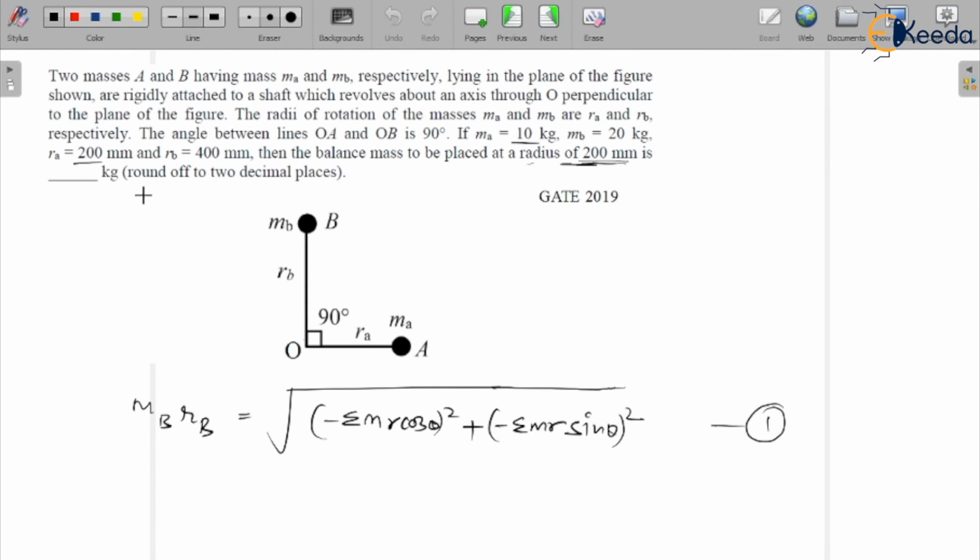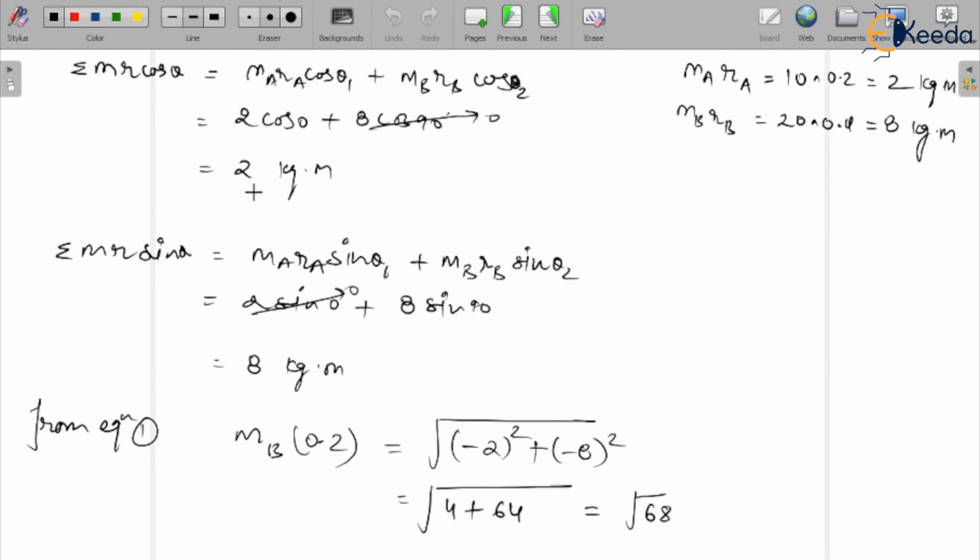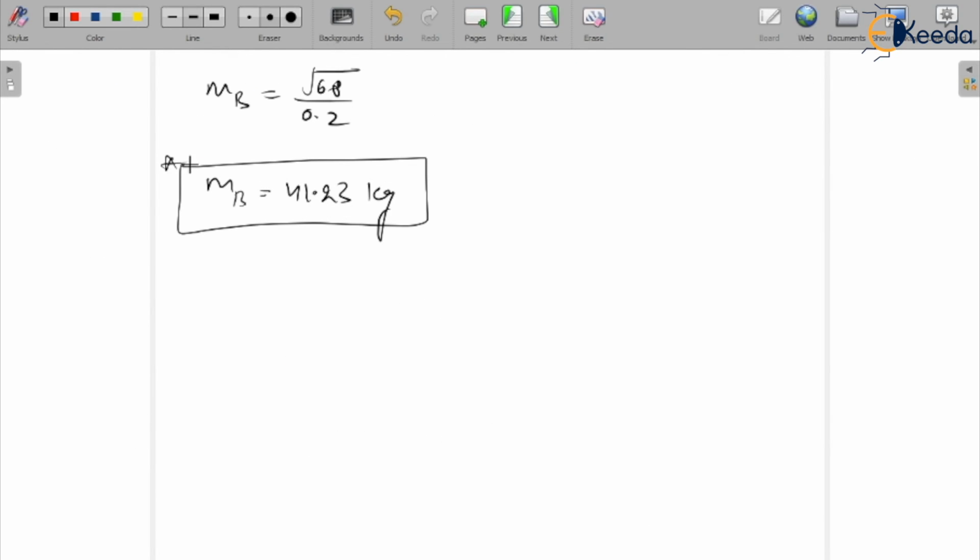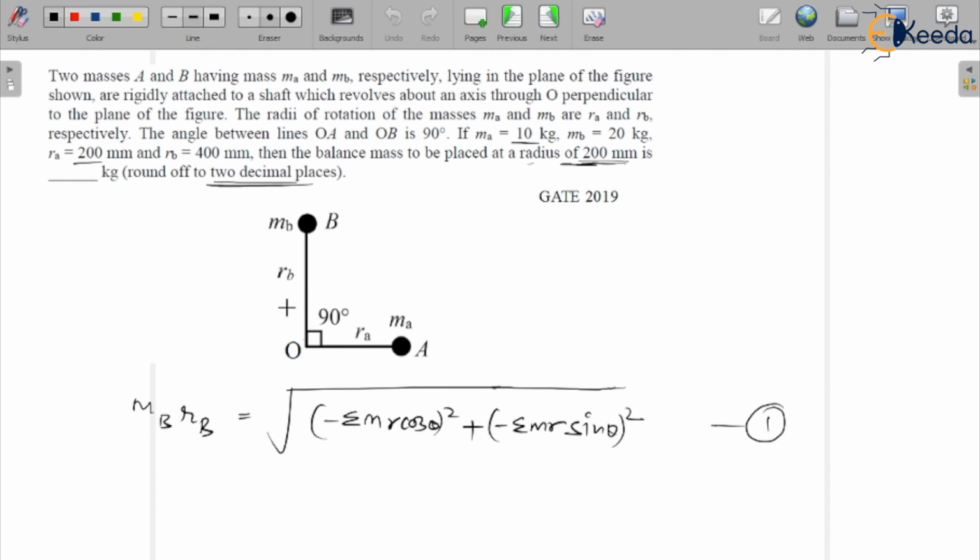This is basically an integer type question, so you have to consider the balance mass only, which would be 41.23. I hope you understand the solution of that question. Thank you.